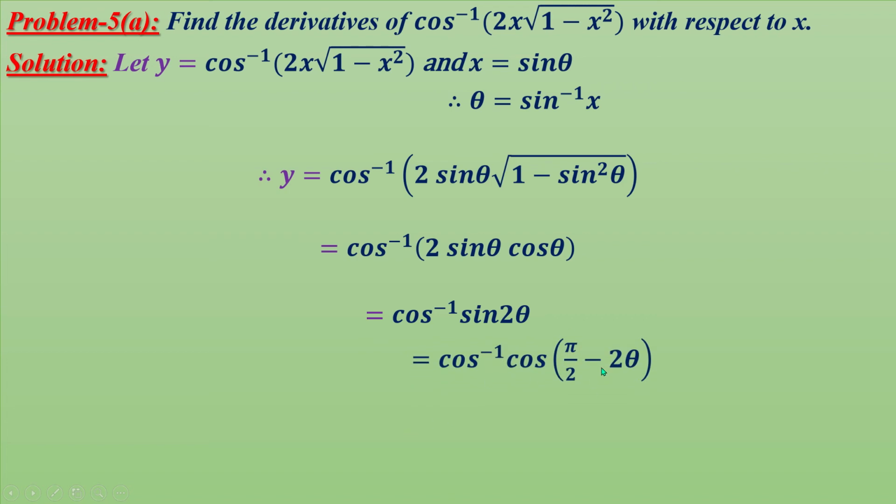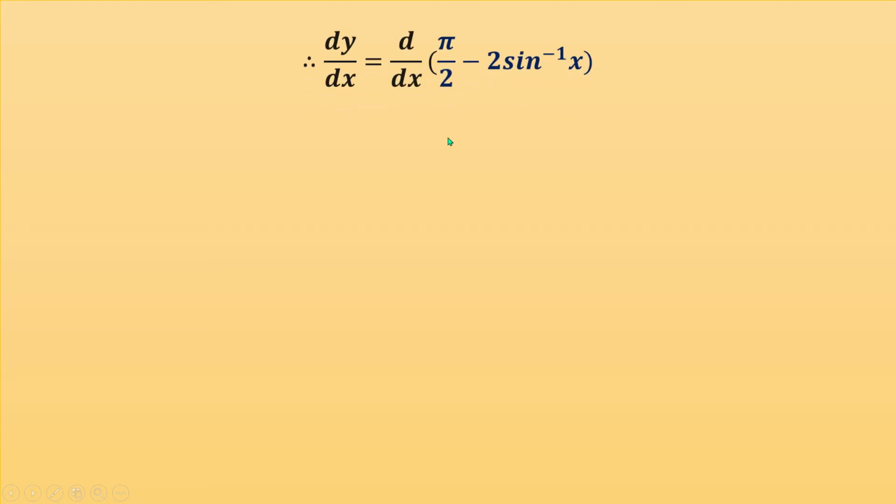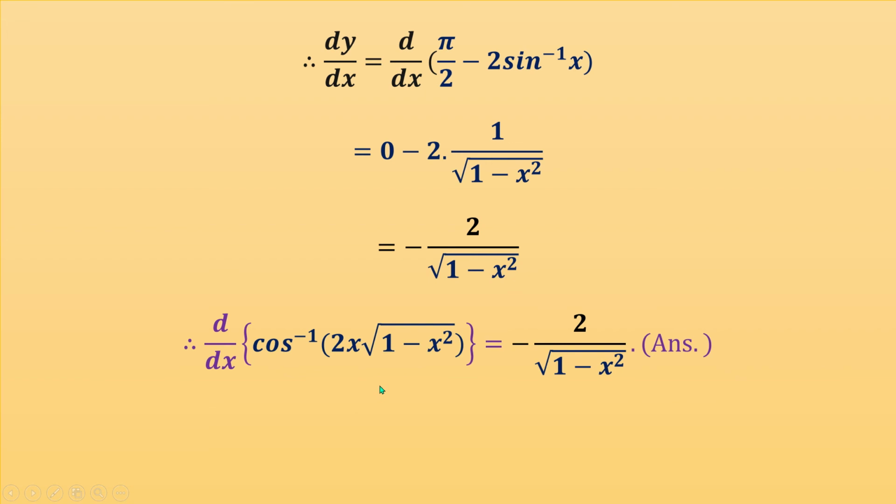This is equal to cos inverse cos of (pi by 2 minus 2 theta), because here it is given cos inverse, so sin is converted into cos. Clear? This is equal to this, but theta is equal to sin inverse x, so this is equal to pi by 2 minus 2 sin inverse x. Therefore the derivative of this is 0 minus 2 into 1 divided by square root over 1 minus x square. This is equal to minus 2 divided by square root over 1 minus x square. This is the required answer. Clear everyone?